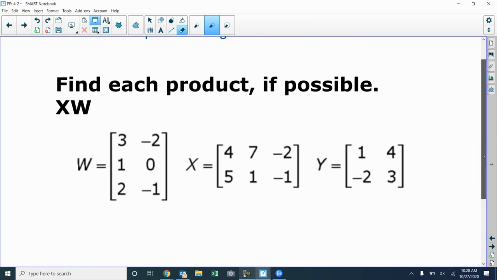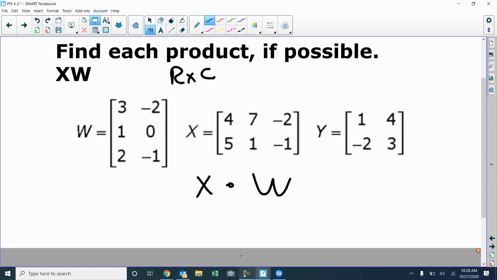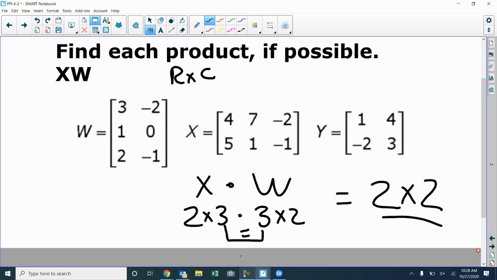All right. Find the product X times W. So again, I'm gonna write this out. I'm gonna write X times W. And I'm gonna look at X. What is X? What are the dimensions? Remember, RC. Rows by columns. How many rows? Okay, so it's a 2 by 3. I'm gonna multiply it by W. What is W? A 3 by 2. Is it possible? Yes. These are equal. What am I gonna make? A 2 by 2.